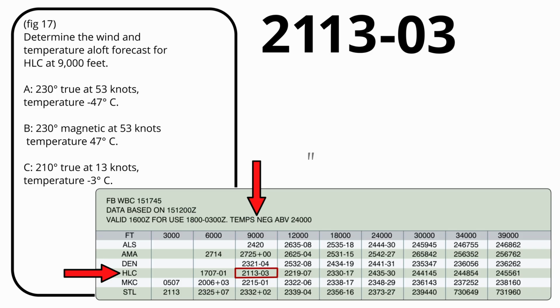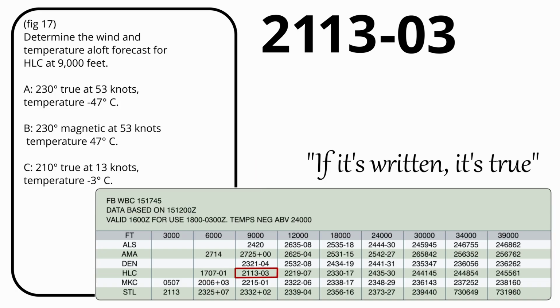A memory aid is, if it's written, it's true, and this table is written. Like METARs and TAFs, Winds Aloft tables are written publications and are therefore always in reference to true north. So we can eliminate answer B.